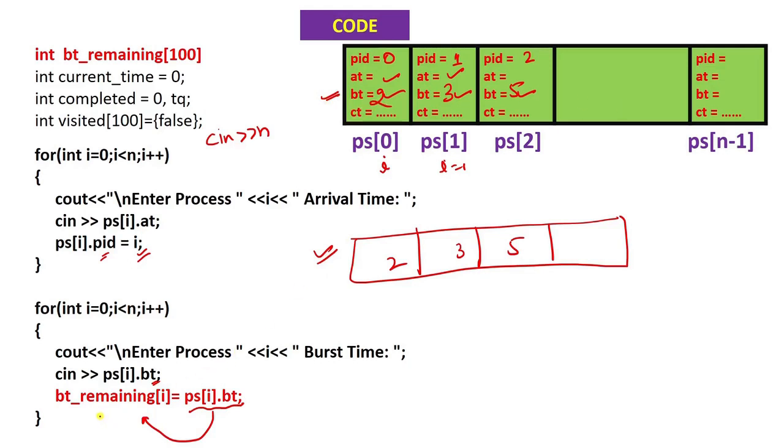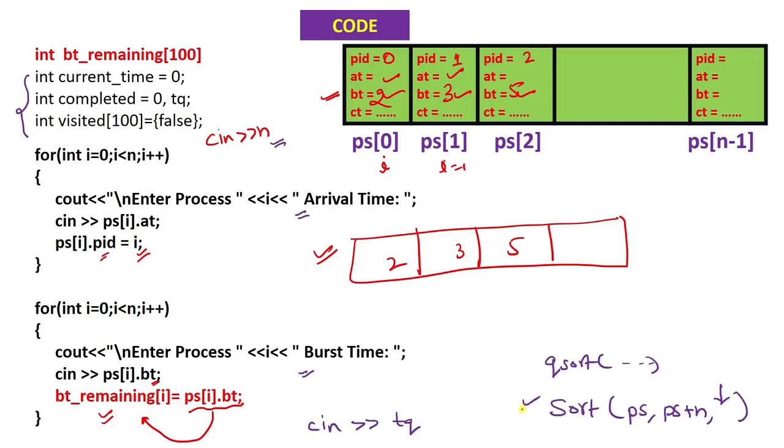And we are using this bt underscore remaining, we'll see later in the video, and the same array we have used in the shortest remaining time first algorithm also. Okay, so this is the same array that we have used there also. But we'll see later in the video. And the role of all these variables we'll see later in the video: the current time, completed, eq, and visited array.